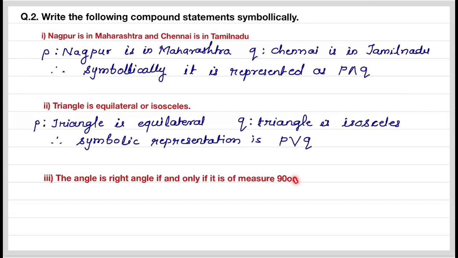Next one, question number 3. The angle is a right angle if and only if it is of measure 90 degree. Your logical connective used is if and only if. That means this statement is biconditional or double implication statement. First of all, we have to write separate statements, simple statements. First statement is the angle is a right angle. Write it.